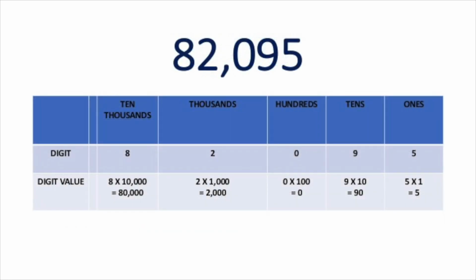Let's do one more. How about this number? 82,095. Yes, well done guys. 82,095. Now let's focus on the zero. What place value is the zero here? Hundreds, yes. So some people say, if it's zero, why do we have it? But the zero is important because it separates the thousands from the tens. So every other digit has its correct place value.